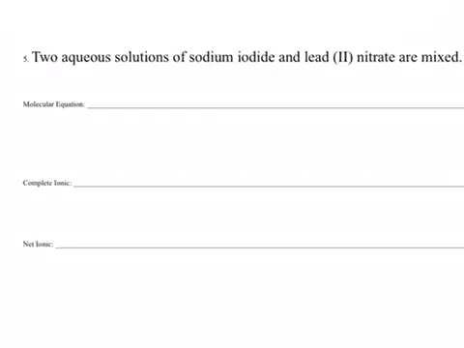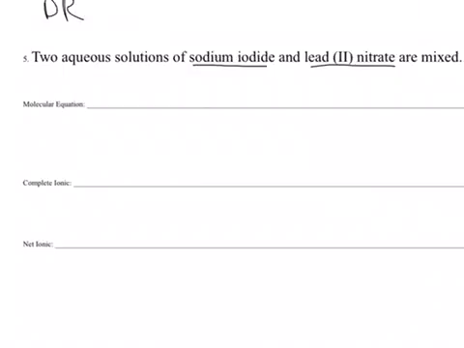Okay, here is another tutorial about how to do ionic equations. This time we have a solution of sodium iodide reacting with a solution of lead(II) nitrate. They are being mixed together, so because this is a compound plus compound, this is a double replacement reaction.